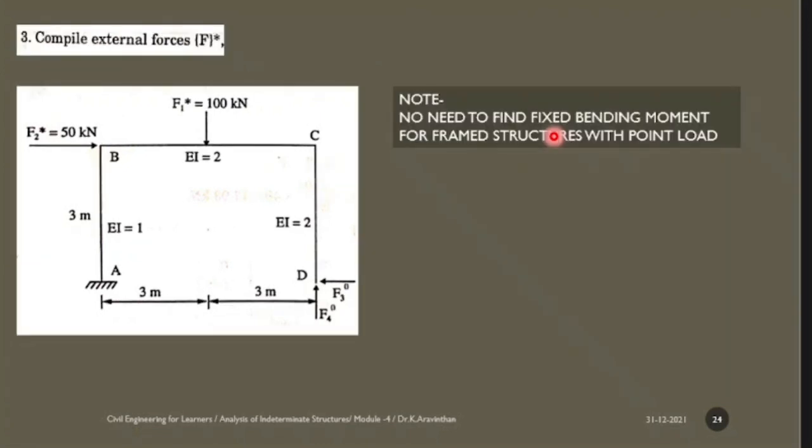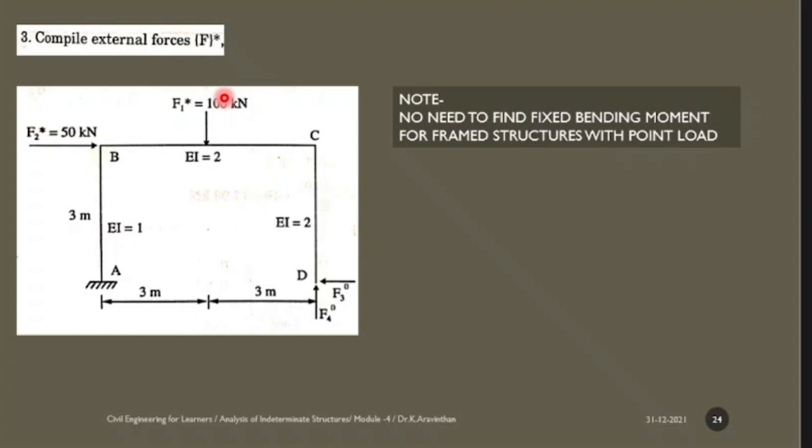Okay. Now compile external forces. This is the step number 3, and here you have a note. No need to find fixed bending moment for framed structures with point load. So take a note, whenever you find a problem like this, whatever the external force is acting, take it as F star. Here you have 2 number of external force, hence you will be taking this 2 as F star.